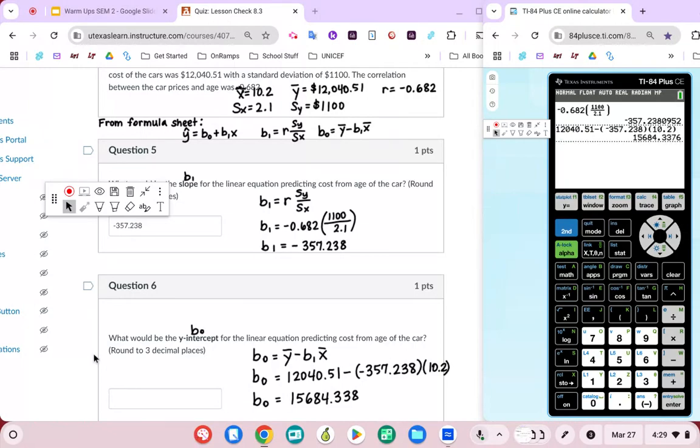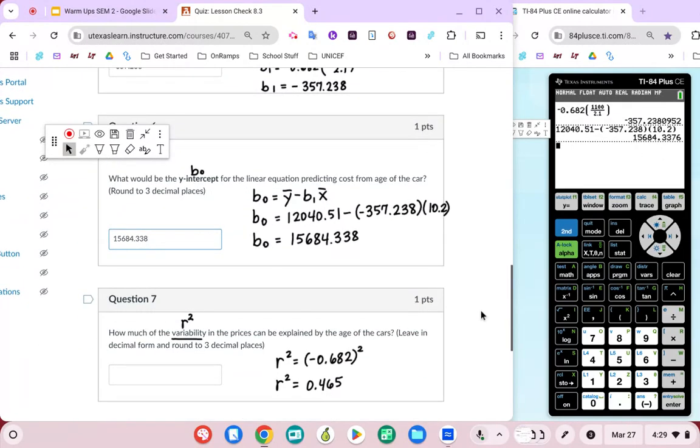Okay, so y-intercept for the cost, they want 3 decimal places. So 15,684 point, let's see, 3 decimals. So we're going to round, and that's going to be 338. Okay, 15,684.338. Don't put any commas, don't put any dollar signs, just put it as is.